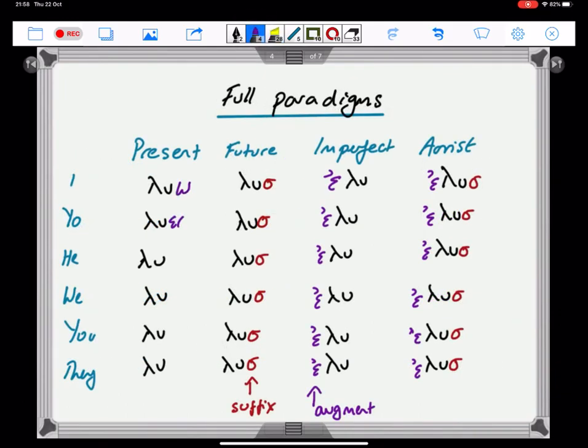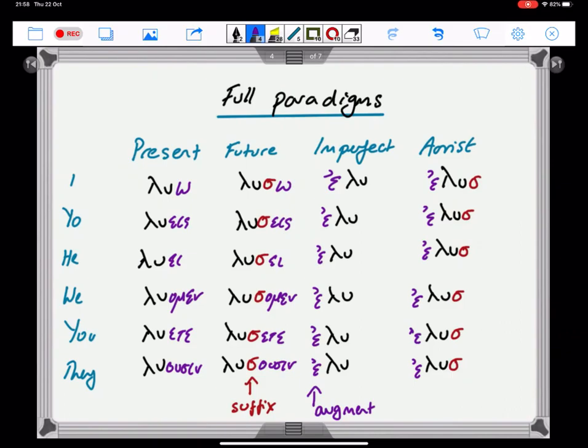Luo, lues, lue, luomen, lueta, luusin. This is what you've learned already. Future, nice and straightforward. You just put that suffix in and you've got the same endings. So for the future, all you need to learn is that you add a sigma in.